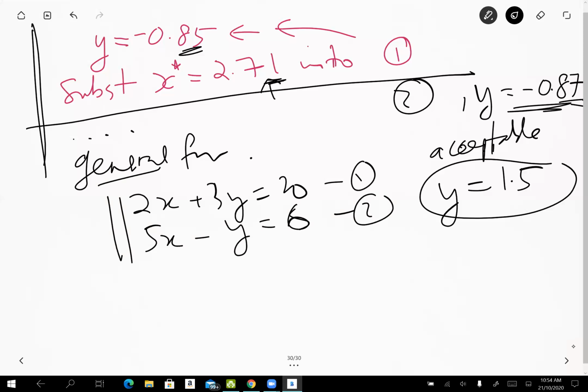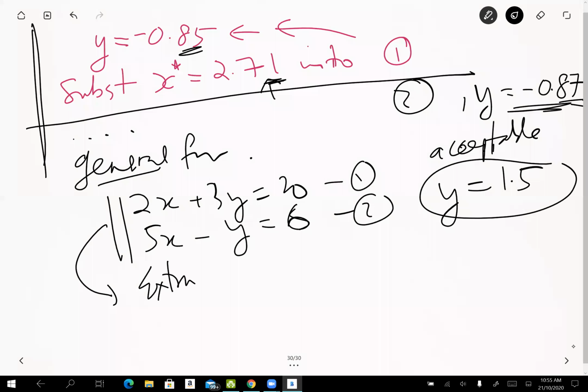What you do again here, you substitute. But there is an extra step that you do in order for you to be able to substitute. That means from 1 and 2, you have to write y in terms of x or x in terms of y, then substitute into the other one. So the method is the same, but you have to have one extra step.